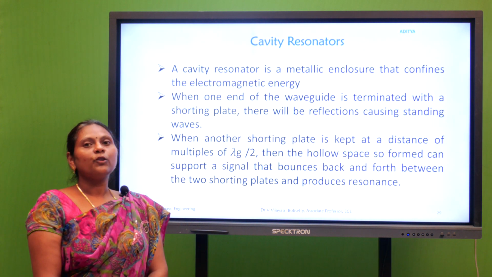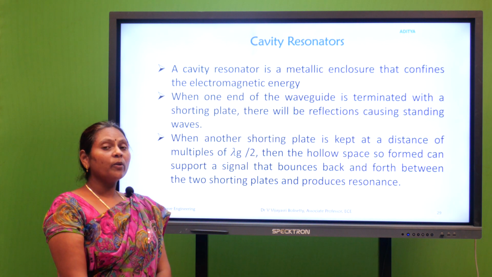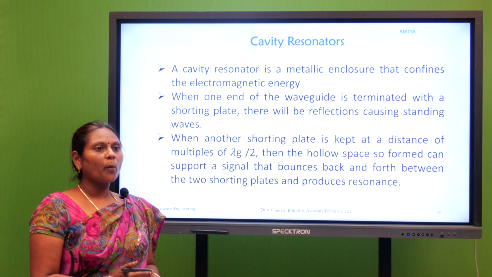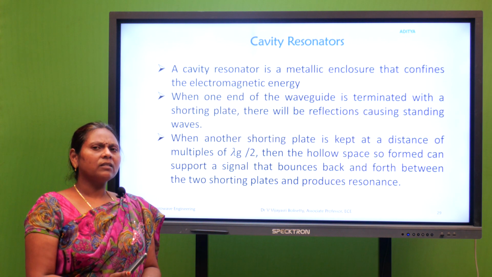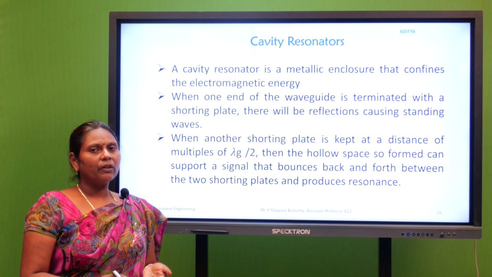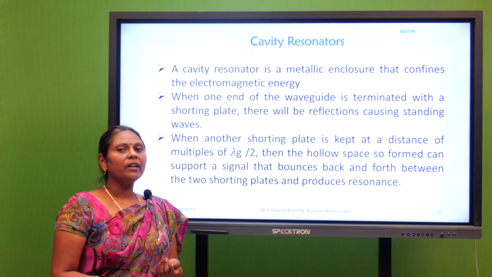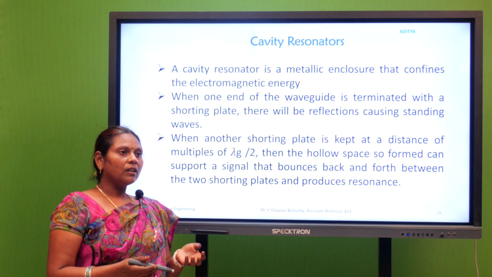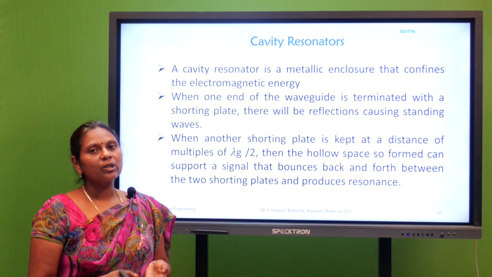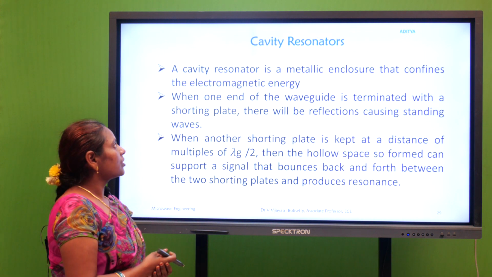Let us see first what a cavity resonator is. We have seen different waveguides, like the rectangular waveguide and circular waveguide, where the wave propagates along a particular direction depending on the parameters of the waveguide. For example, for the rectangular waveguide, if we keep the broader dimension along the x axis and the narrow dimension along the y axis, then the wave propagates along the z direction.